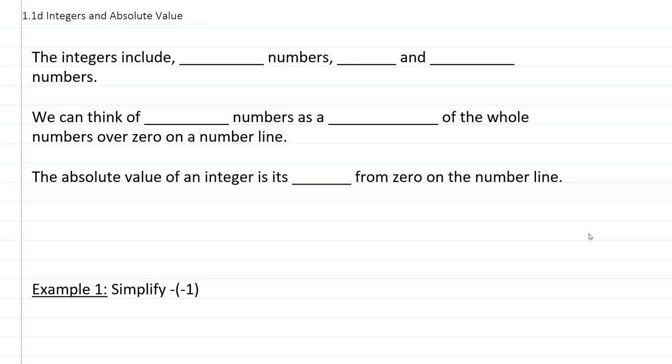1.1d, integers and absolute value. The integers include whole numbers, 0, and negative numbers. We can think of negative numbers as a reflection of the whole numbers over 0 on a number line.